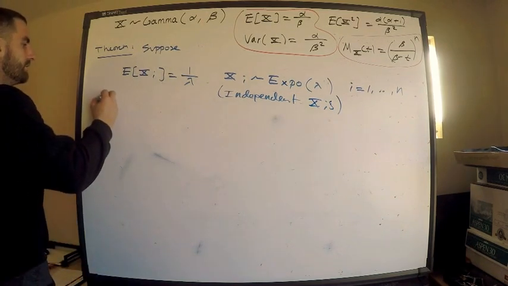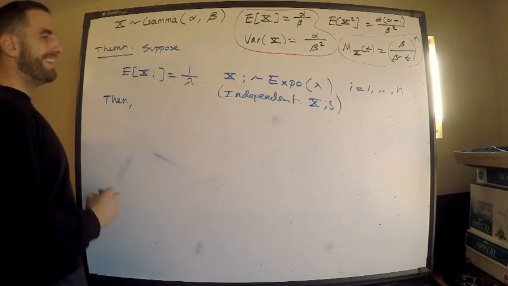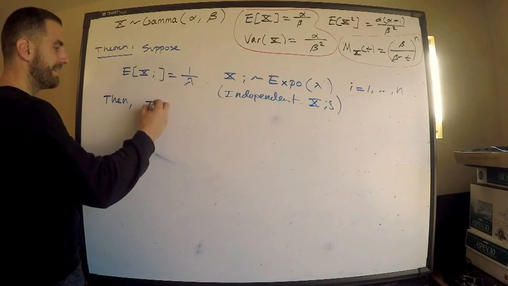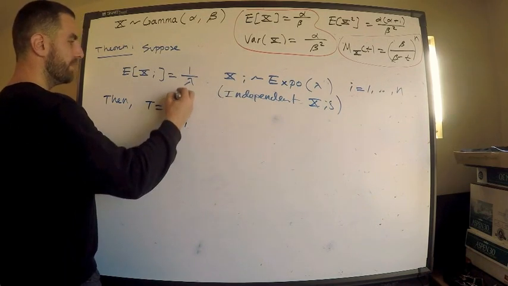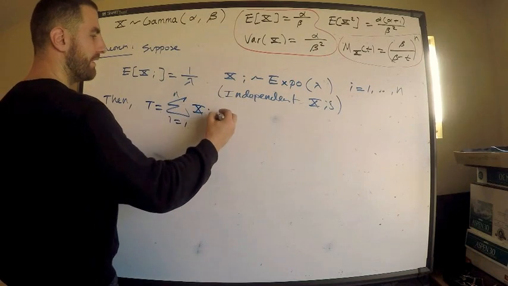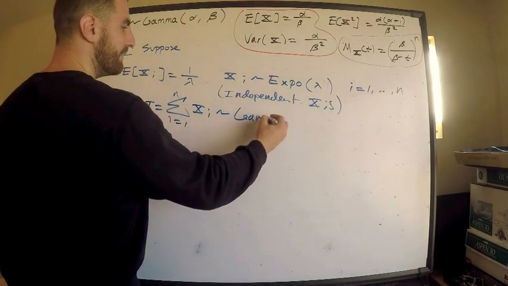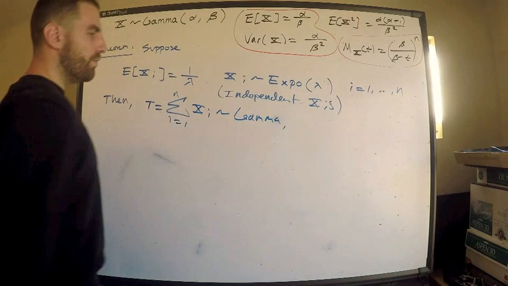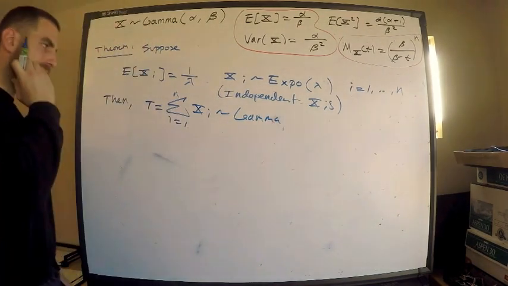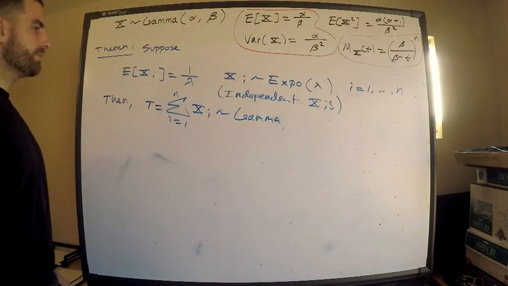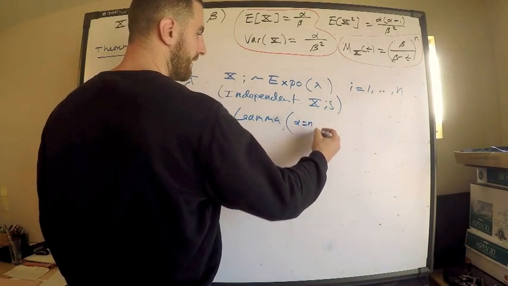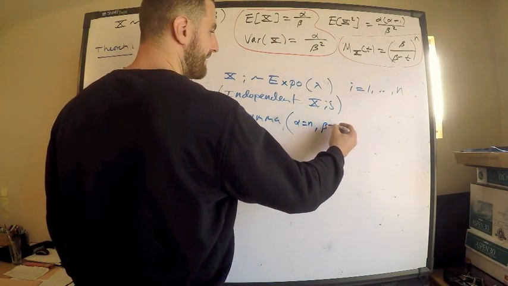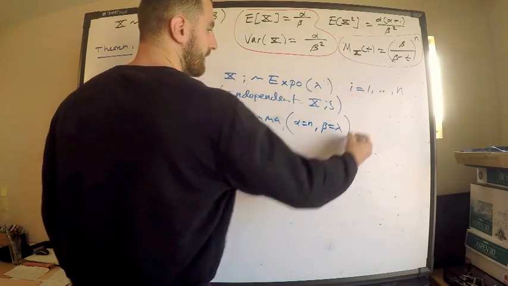The conclusion: then T, which is equal to the sum from i equals 1 to n of Xi, is distributed gamma with parameters alpha equals n and beta equals lambda.